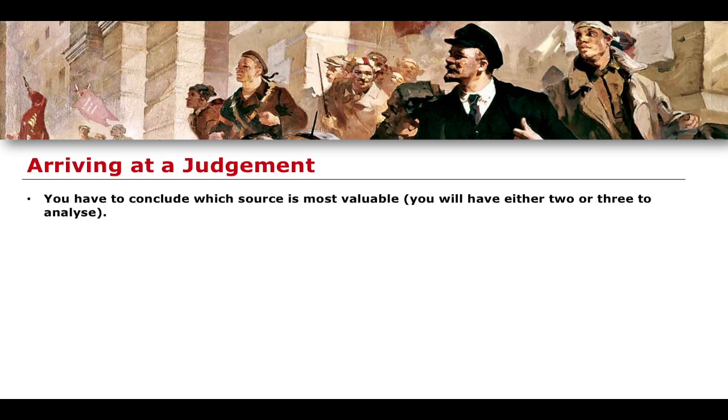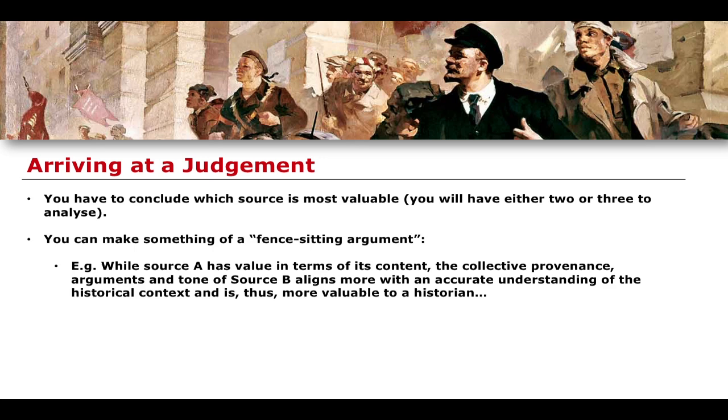So, arriving at a judgment, you have to conclude which of the sources is more valuable. You will either have 2 or 3 to analyze, depending on which level you are doing, A level or AS level. Now, you can make something of what I would call a fence-sitting argument. These are my favorite arguments to make in any essay, okay? Because fundamentally, history is complicated. History is really complicated. There are lots of different motivations and reasons and causes and structures and events that cause other events and that motivate other people to do lots of different things. It is very rare that there is a single thing that causes a thing to happen, okay?